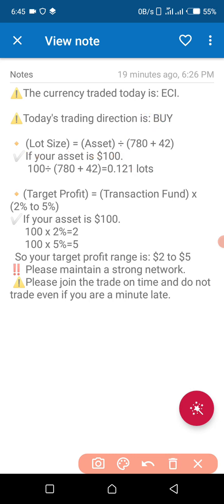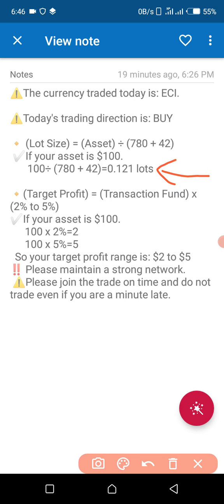So as you see in the example, you have $100 in your account which you want to trade today. What you do is take that $100 and divide by this number over here, which is 780 plus 42. I think we get 822 if I'm not mistaken. So when you see here, the lot size in total will be this one over here. Yes, this will be our lot size to enter the trade with.